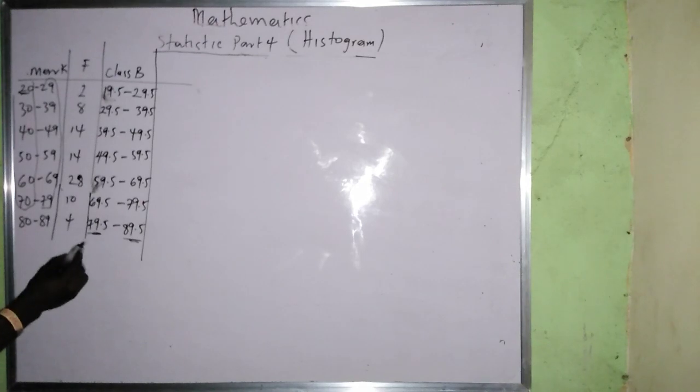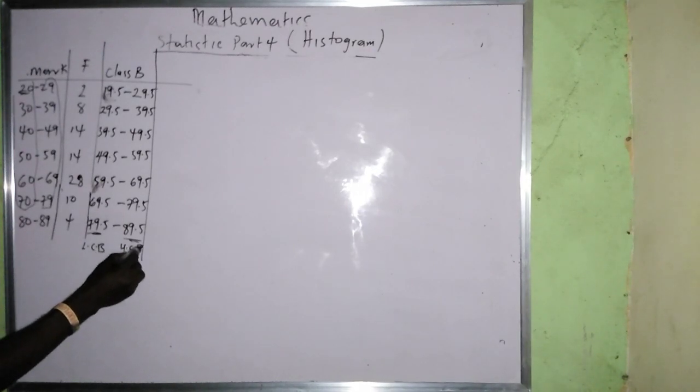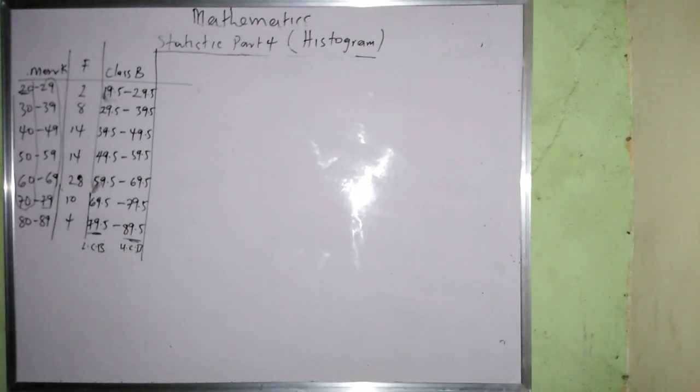This side is known as the lower class boundary. This one is called the upper class boundary. That is very, very important.